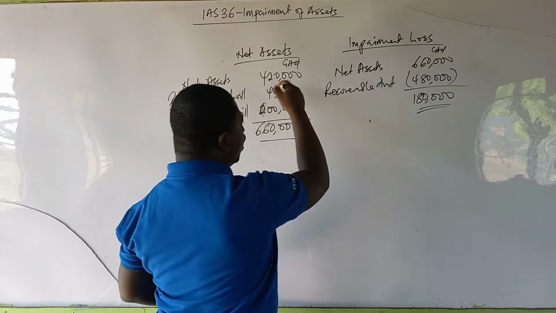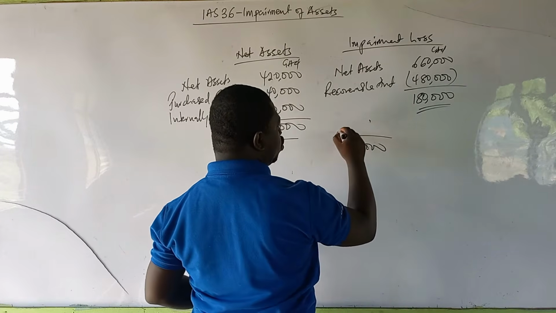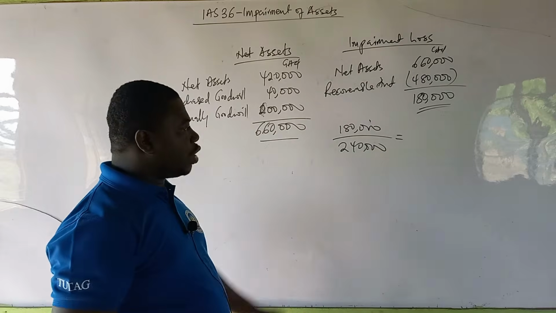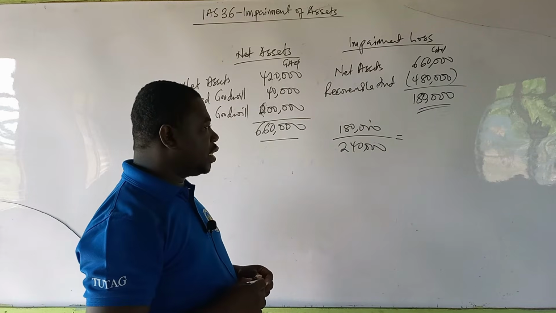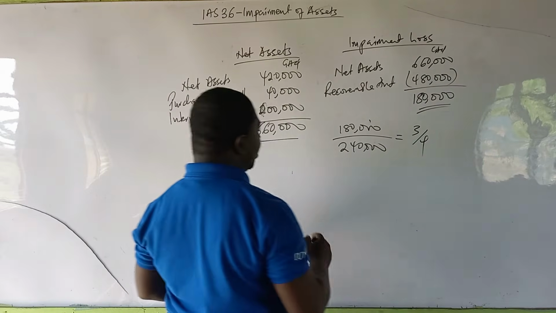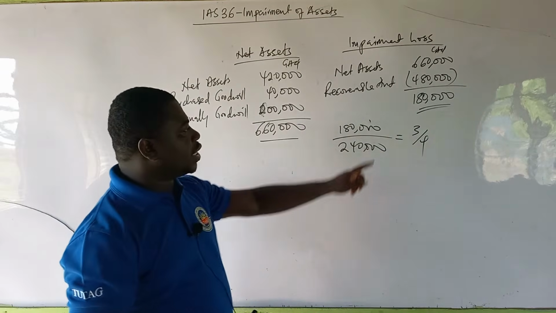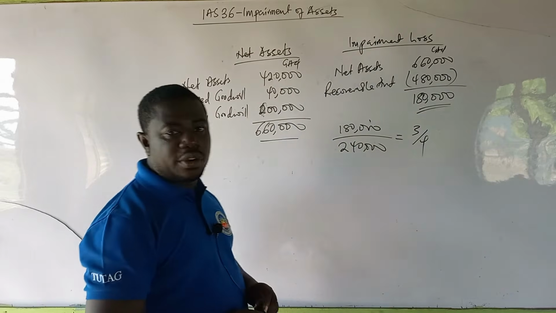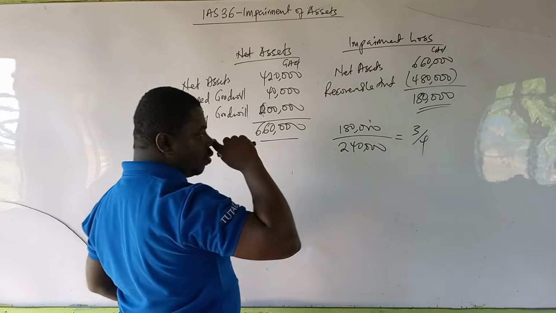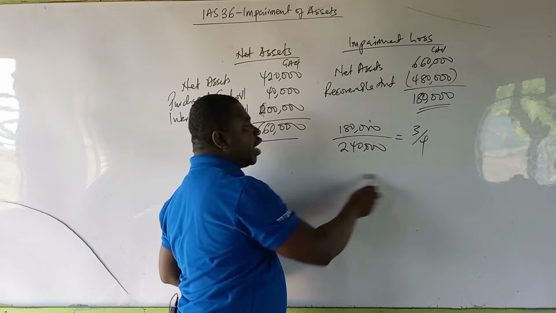So we can say 180 over 240. If you add these two goodwill values, you have 240,000. And then the loss you are trying to clear off is 180,000. And so it's going to give you a ratio, so you can use that ratio to do the allocation. 180 over 240 gives us 3 over 4, meaning that we are going to use 3 over 4 as the ratio for allocation. To get the ratio, it is the impairment loss divided by the value of the intangibles. So for every 4, we are going to eliminate 3.